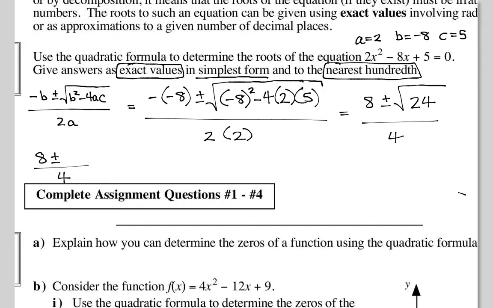What perfect square divides 24? 4. So I'm doing this on the whiteboard. Square root 24 is the same thing as square root 4 multiplied by square root 6. And the square root of 4 is a perfect 2, so we get 2 root 6. So yes, this is a throwback to a previous unit.